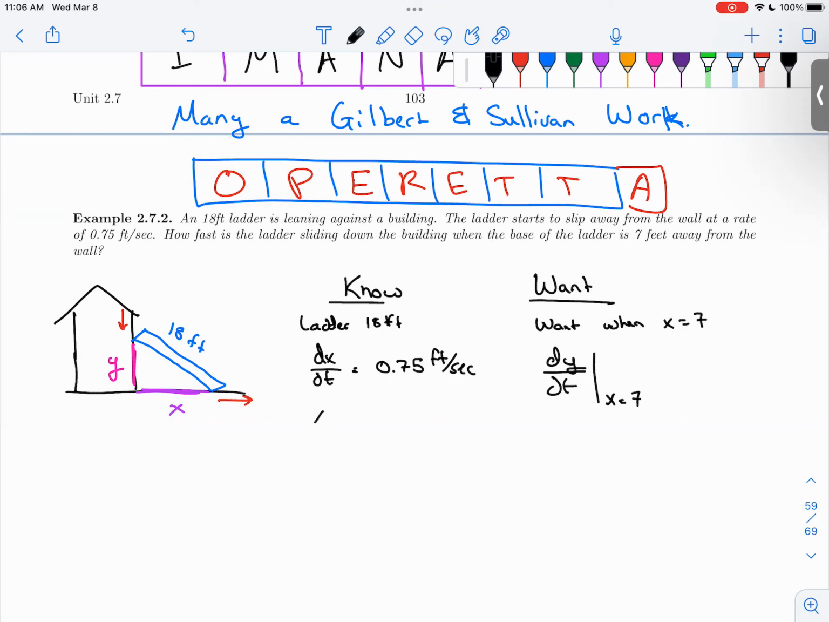But I would say X squared plus Y squared equals 18 squared. What's 18 squared? I don't know that off the top of my head. I don't have my 324. 324. What happened to that? Oh, there it is.